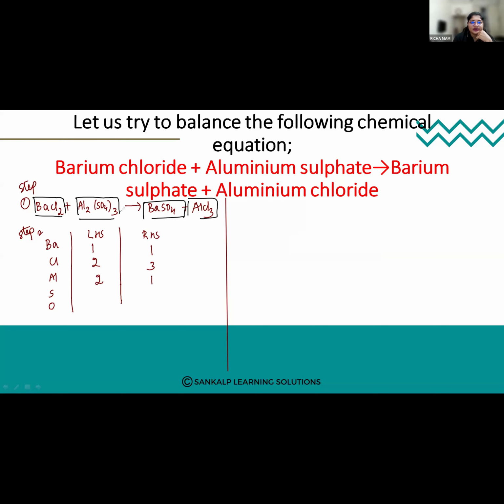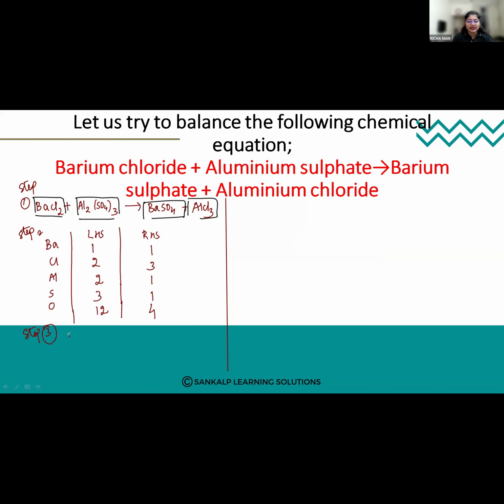Sulfur is 3. Here sulfur is 1. Oxygen is 4 threes are 12. Here it is 4. So this is the number of atoms. Is it clear? Is it clear up to here? Yes. Okay. Next step, step 3.